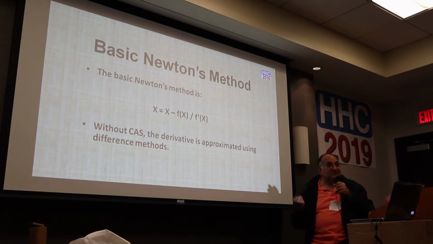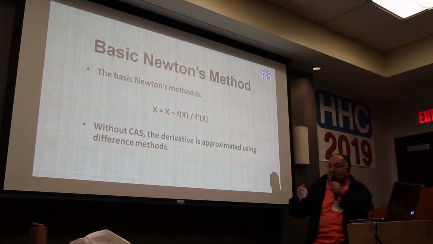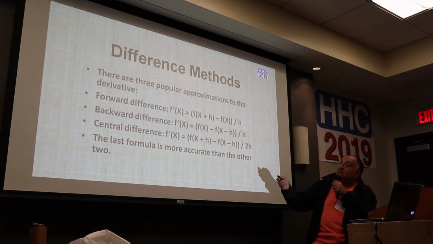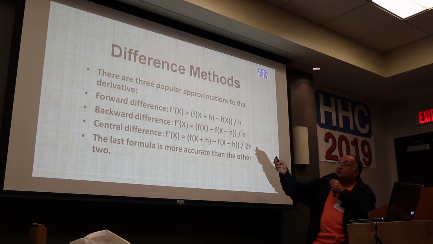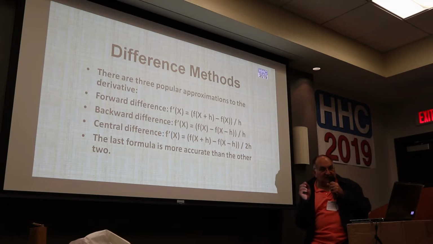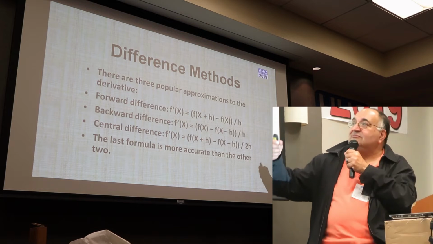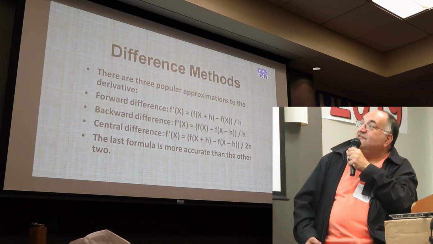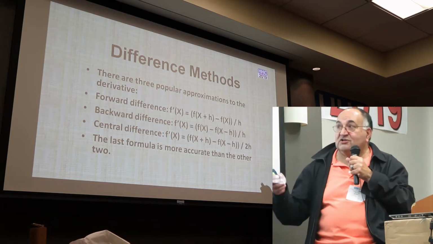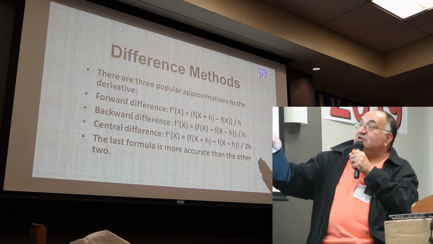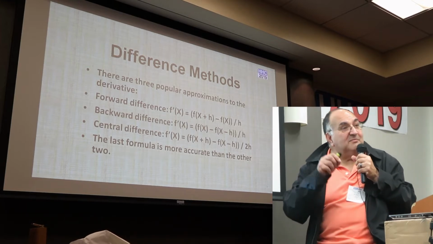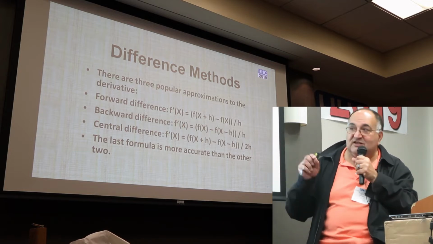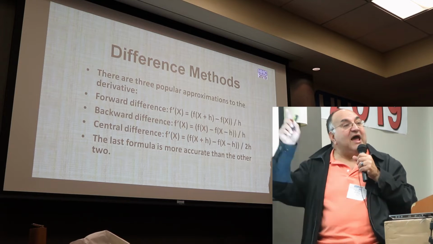Now, if you don't have CAS, until recently, we had to approximate the slope. We use difference methods, and there are 3 popular ones. The most popular is the forward difference method, where you approximate the slope using f(x+h) minus f(x), all over h. H is a small increment value. The backward difference is very similar, where the slope is f(x) minus f(x-h), all over h. And the central difference approximation uses f(x+h) minus f(x-h), all over 2h, h always being a small increment. Now the last formula is more accurate than the first 2.